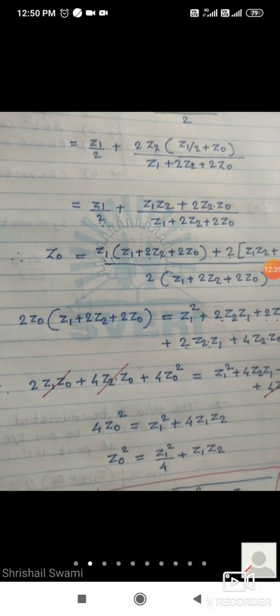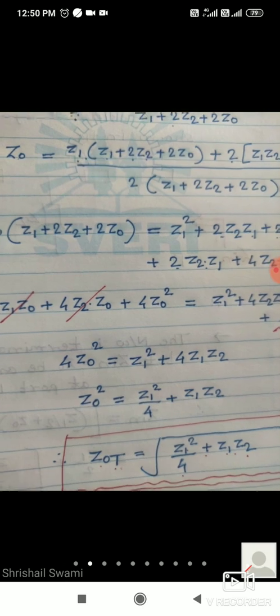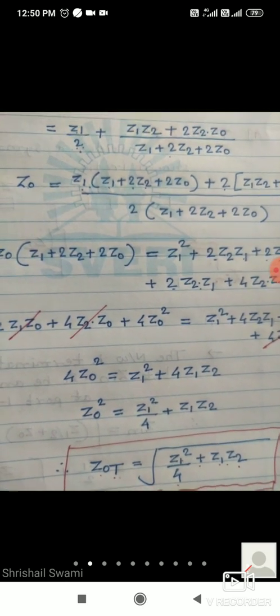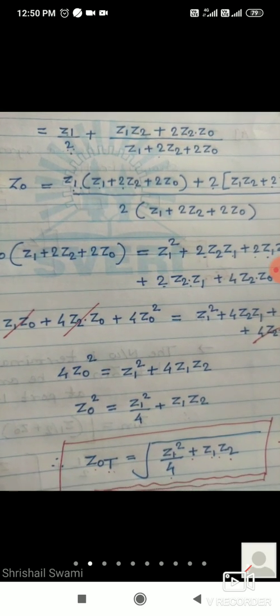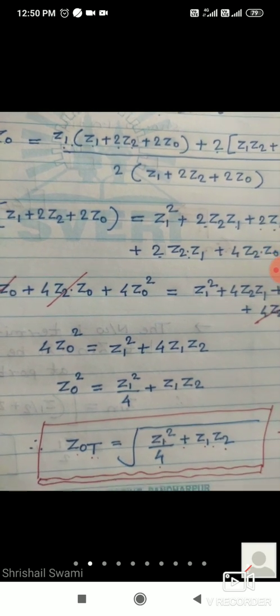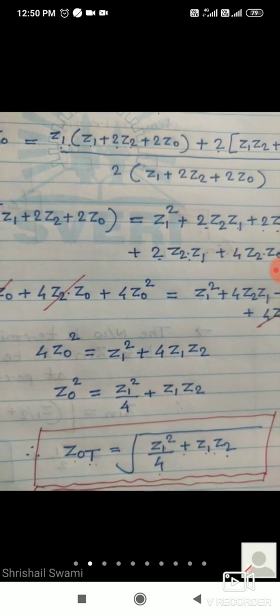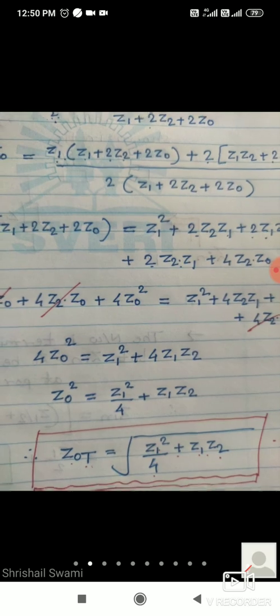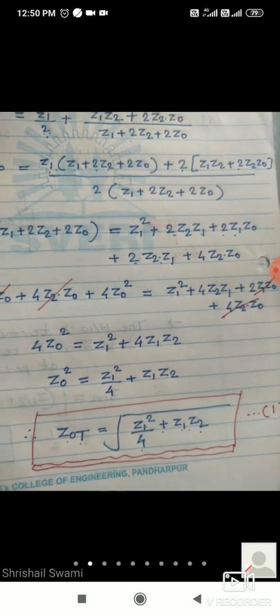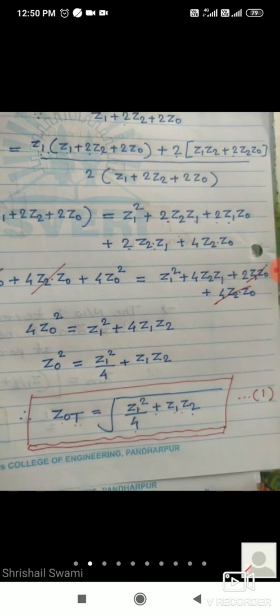So any doubt in this derivation? So we got now the equation for the characteristic impedance of a symmetrical T filter network, that is ZOT, is given by under root Z1 square divided by 4 plus Z1 into Z2. Now next we will move towards the two cases.